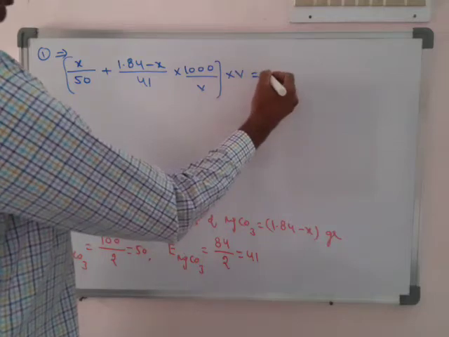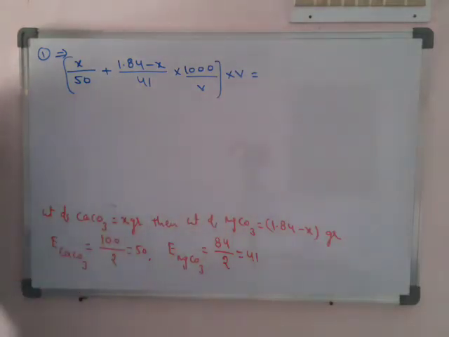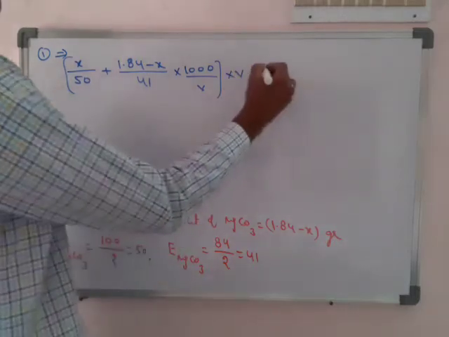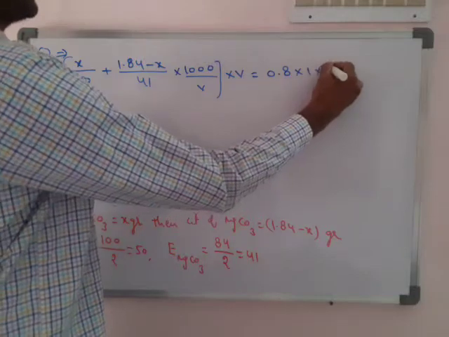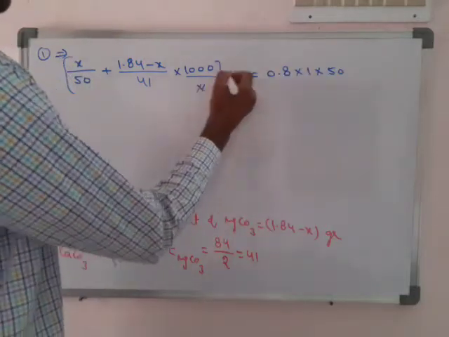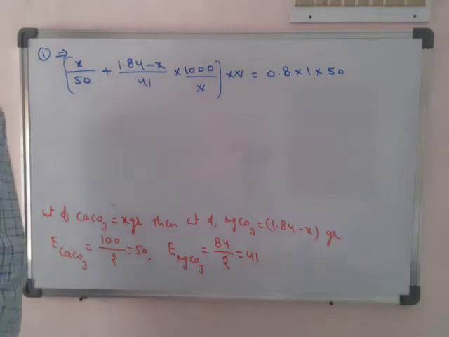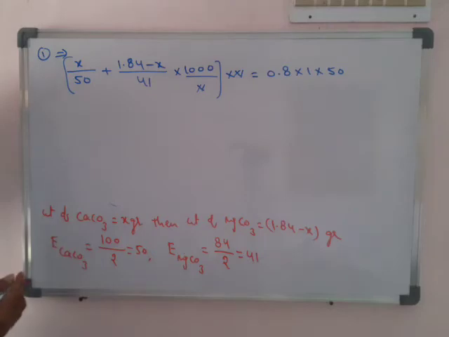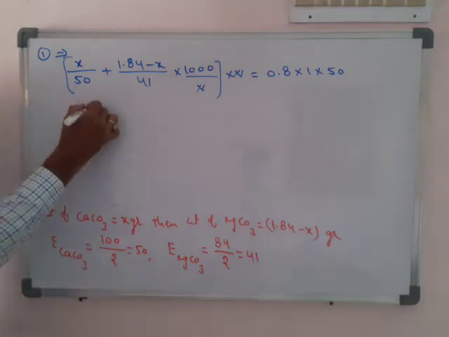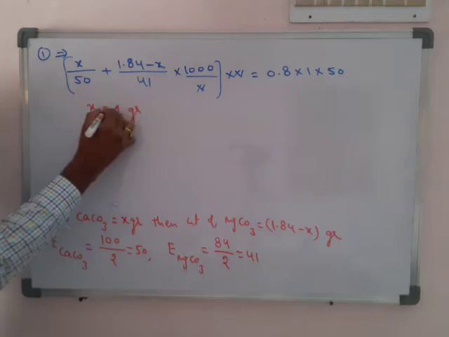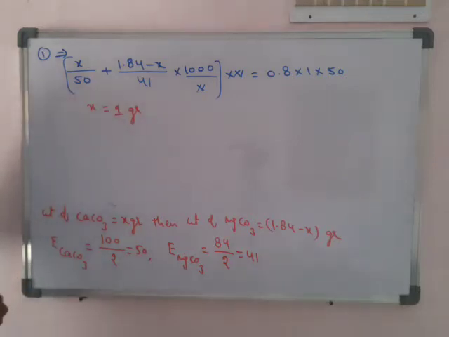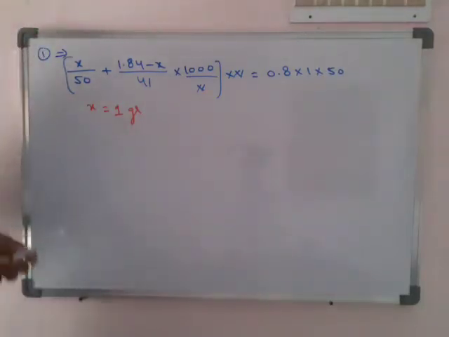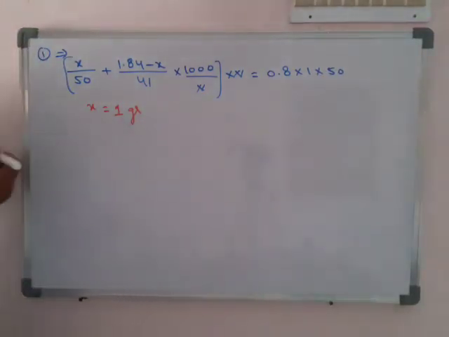So the value equal to, for HCl, what was that? Again we have to see 0.8 M, 1 into 50 milliliters. So here we will get cancelled. On this overall calculation, I have to take LCM and do the calculation. So on overall calculation we will get X, that is 1 gram. So here X equal to 1 gram means the weight of CaCO3 is equal to 1 gram in that 1.84.